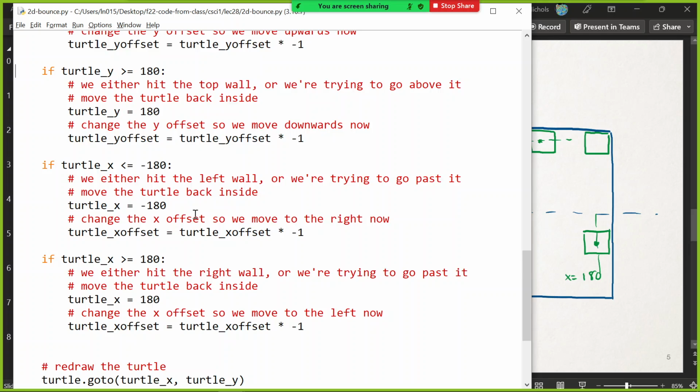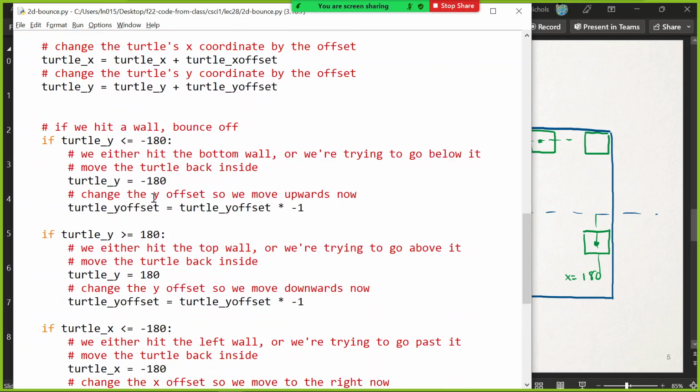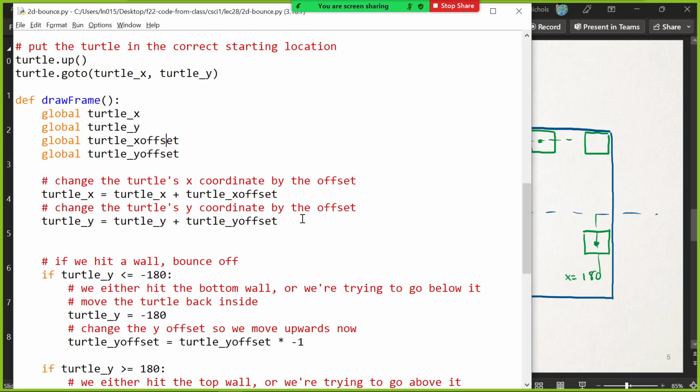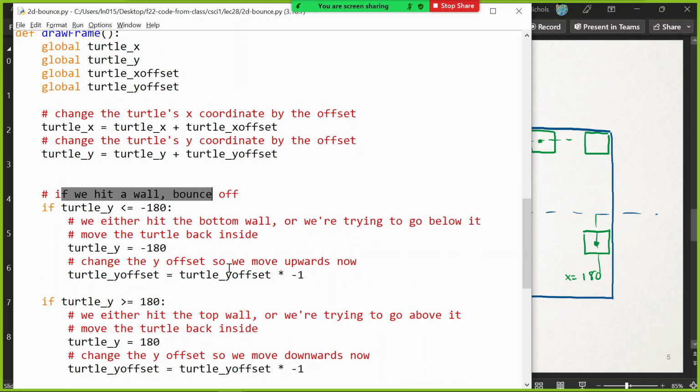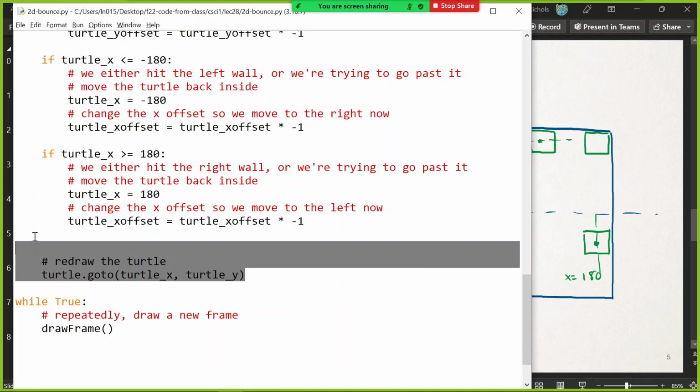It's beautiful, but it's making for a very, very long draw frame function, right? I can't even show it to you all at once. It's, all right, move the turtle in its current direction. If we hit a wall, bounce off. That's a lot of if statements. And then actually move the turtle to where we've just determined it needs to be.